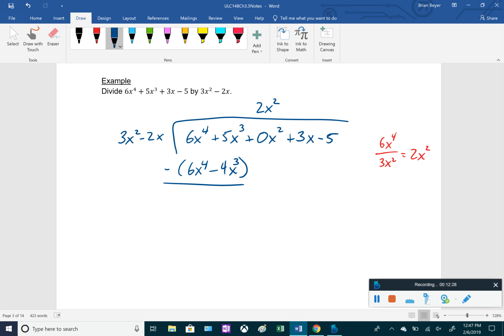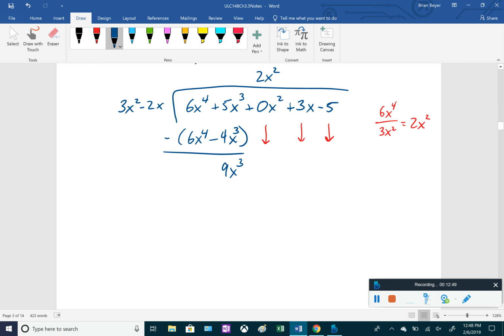The reason why I put that 0 term in there is because everything's going to line up now the way that it should. So the x to the 4th terms cancel. 5x cubed minus a negative 4x cubed, that's 5 plus 4, so 9x cubed. Bring down everything else and then do it again. So plus the 0x squared plus 3x minus 5.